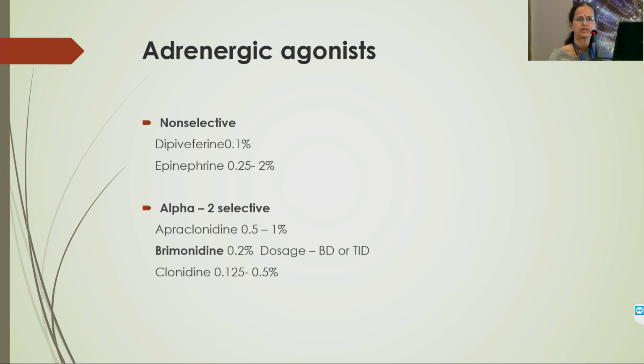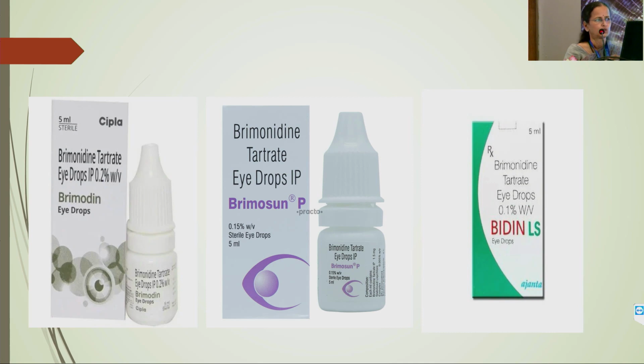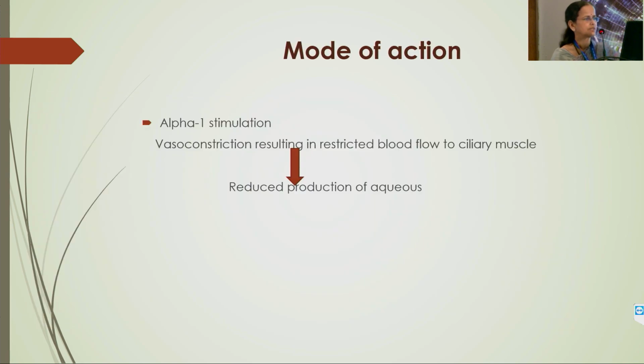Alpha agonists can be classified into non-selective and alpha-2 selective. Now I'll be concentrating mostly on brimonidine, which belongs to the alpha-2 selective. There is no financial interest. These are the variable concentrations of brimonidine available: 0.2, 0.15, 0.1. The lower the concentration, the lesser the chance of allergic reaction.